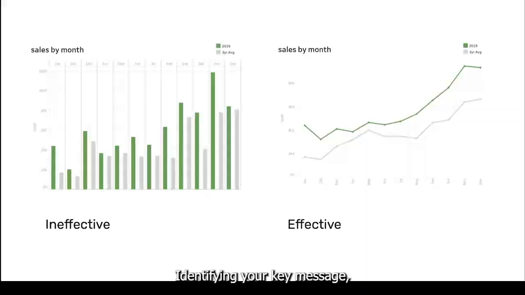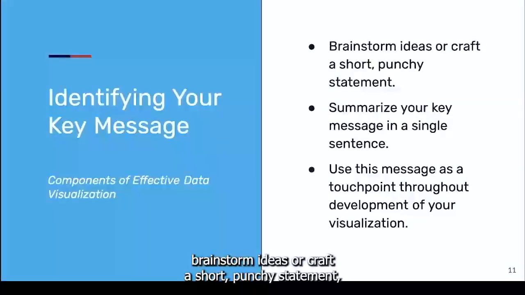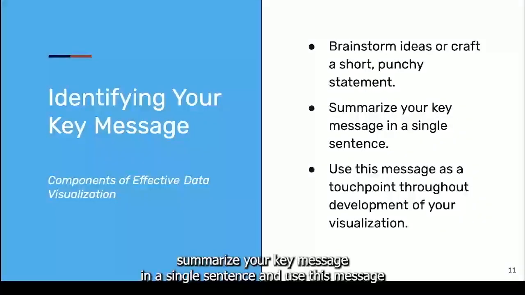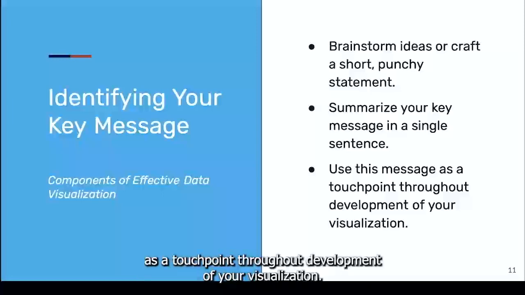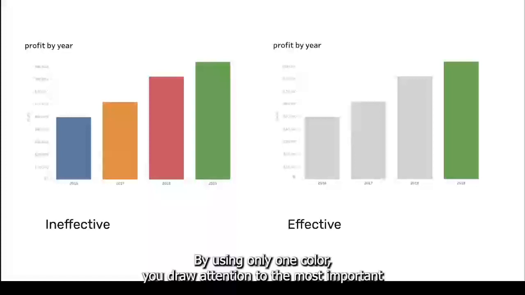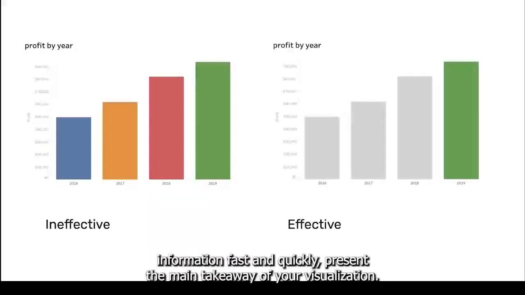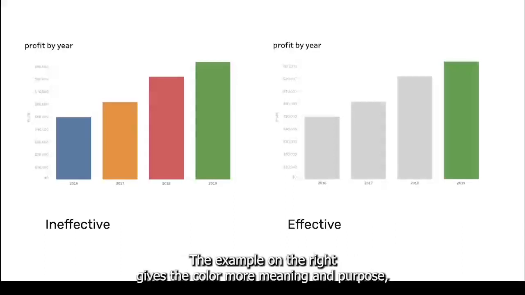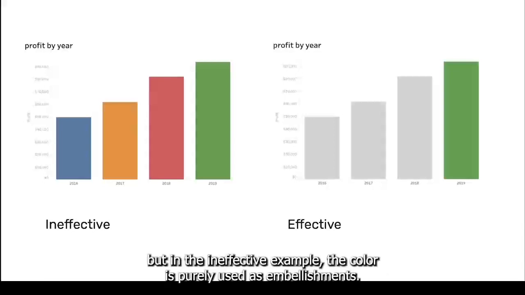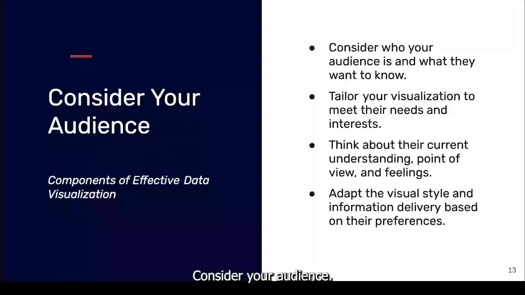Identifying your key message. Brainstorm ideas or craft a short, punchy statement. Summarize your key message in a single sentence and use this message as a touch point throughout development of your visualization. By using only one color, you draw attention to the most important information fast and quickly. Present the main takeaway of your visualization. The example on the right gives the color more meaning and purpose, but in the ineffective example, the color is purely used as embellishment.